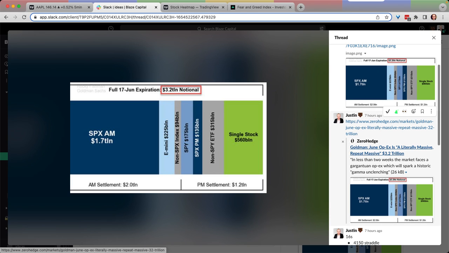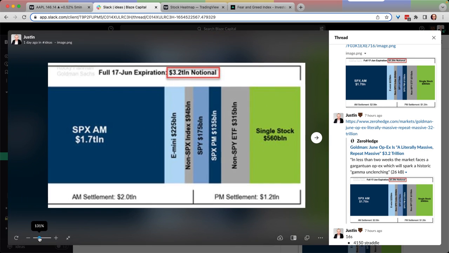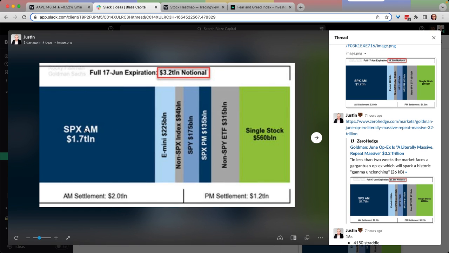That is huge. And looking here as well, we can note that the biggest block in terms of options expiring is going to be SPX, or the index. And then we got the E-mini futures, 225 billion, right? 1.7 trillion, over half of the total value expiring. Non-SPY indexes, that would be like XLF, XLK, QQQ, 94 billion. SPY, 175 billion. SPX pre-market, 135 billion. Non-SPY ETFs, right? Then here we got pre-market settlement, 315. Single stocks, 560.